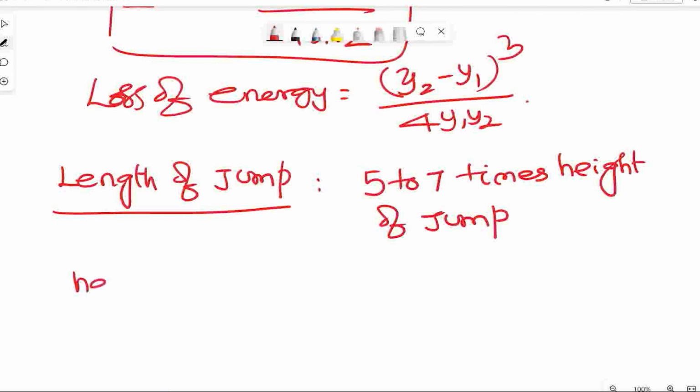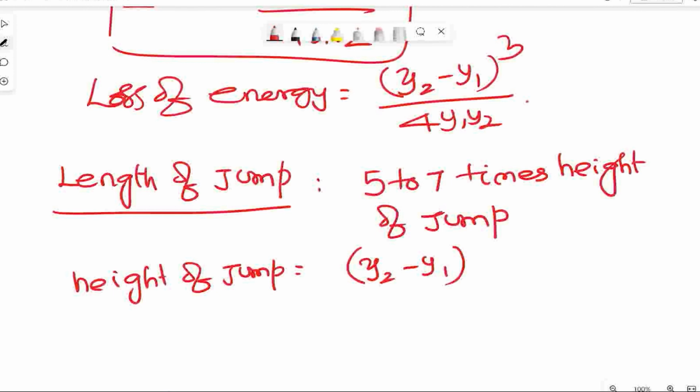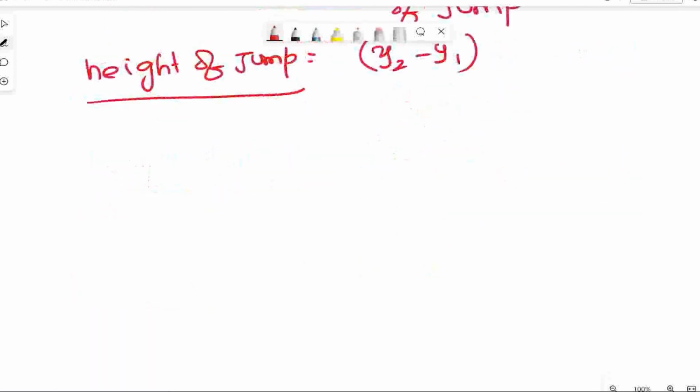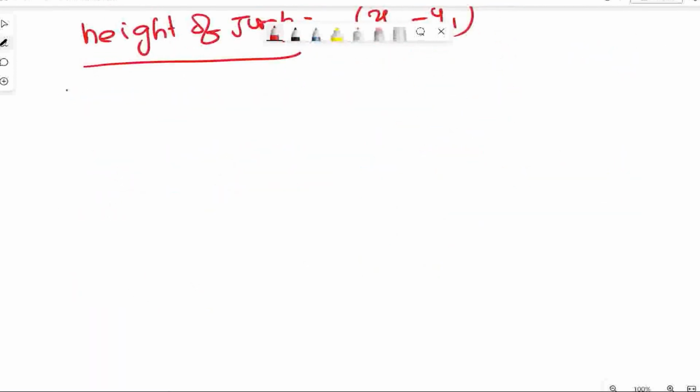Then what is height of jump? It is y2 minus y1 that is called the height of the jump. So these are two things that you should know. And people will ask, what are the various types of jumps? Just to remember, have an idea, types of jumps.